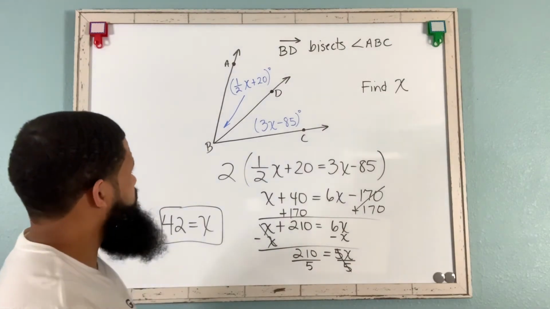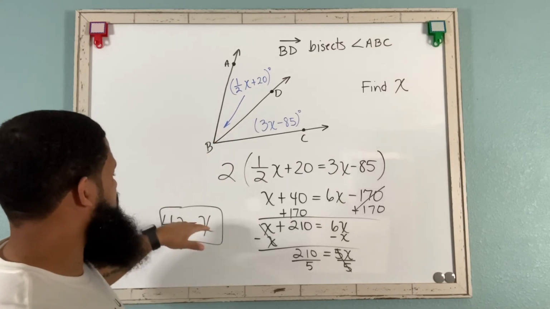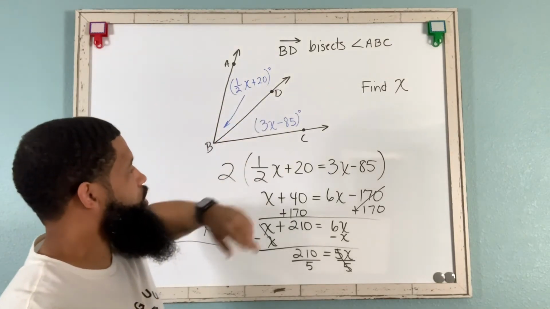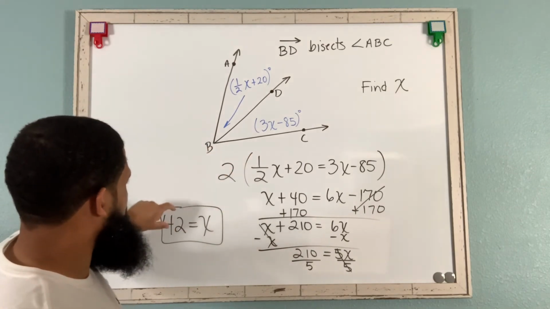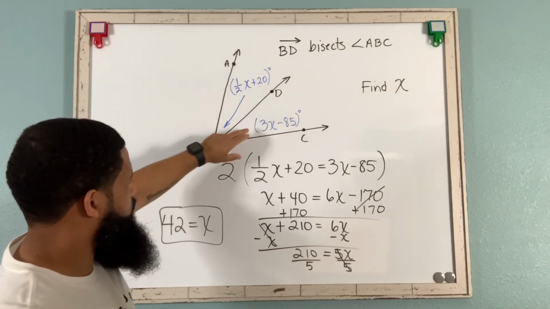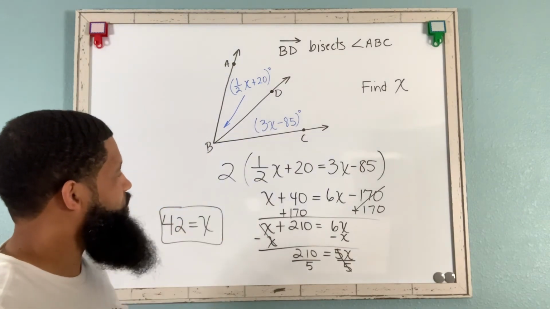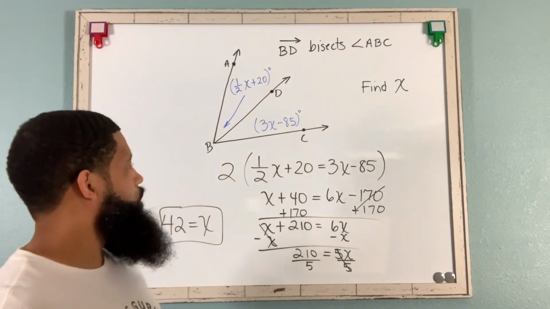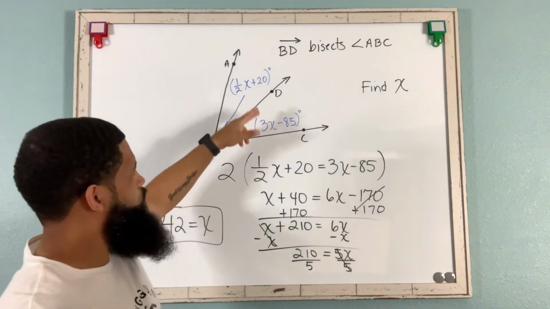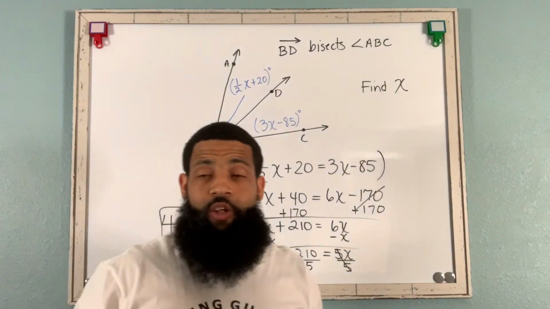And we can look at that. Half of 42 is 21, and 21 plus 20 is 41. Same thing here: 42 times 3 is 126, and 126 minus 85 gives you 41. Yes, 21 plus 20 is 41. So that is angle bisectors.